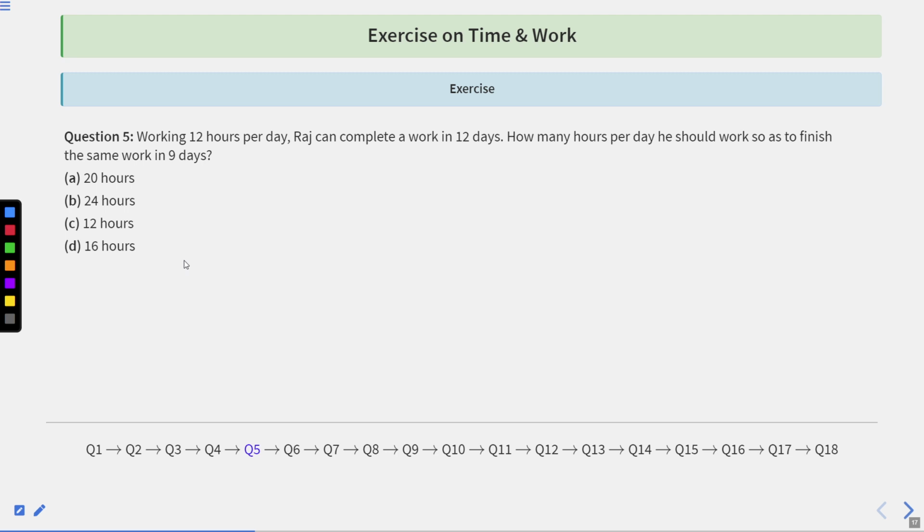Question number 5. Working 12 hours per day, Raj can complete a work in 12 days. How many hours per day should he work so as to finish the same work in 9 days?